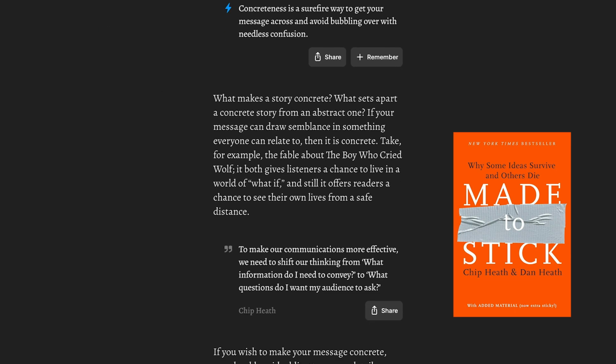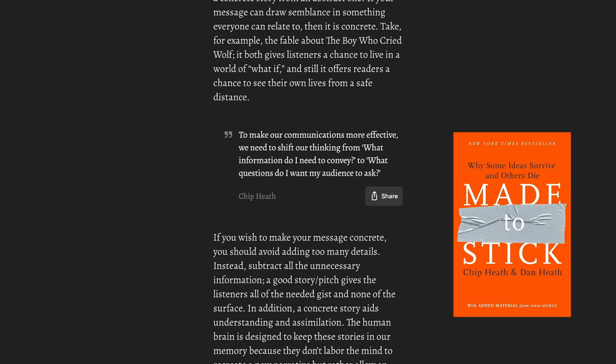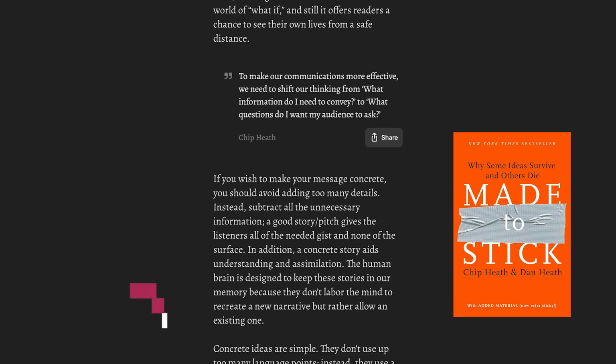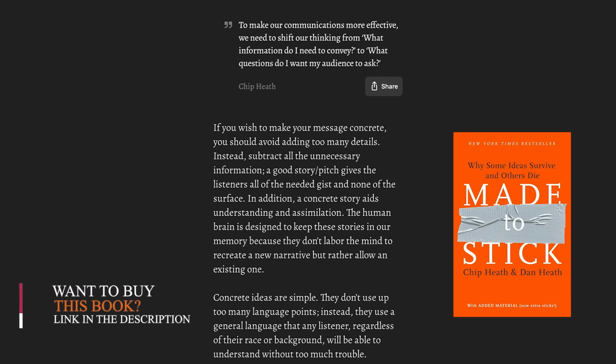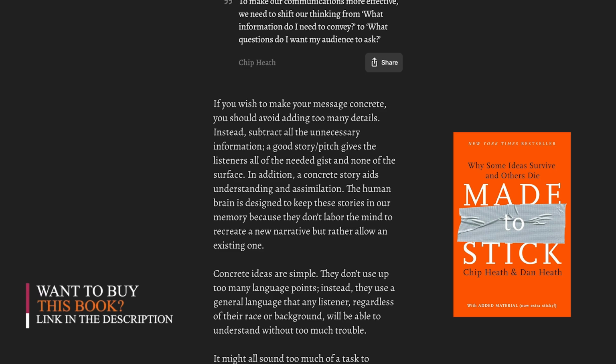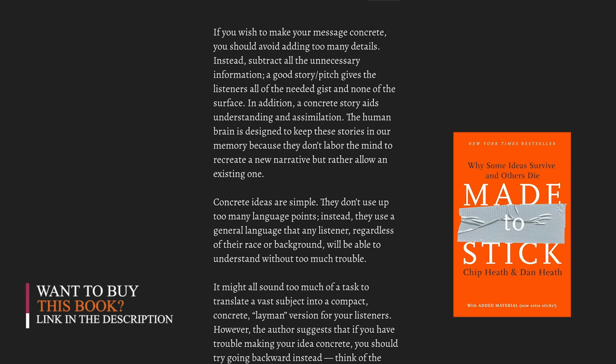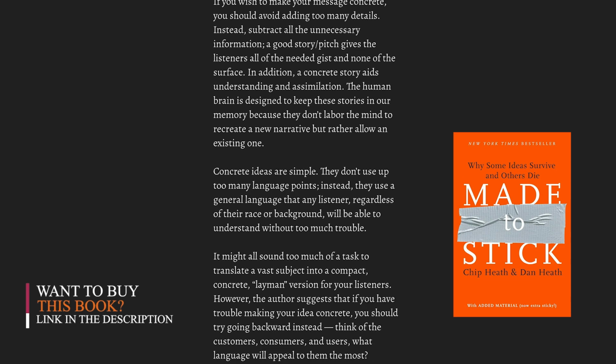To make our communications more effective, we need to shift our thinking from what information do I need to convey to what questions do I want my audience to ask. Chip Heath. If you wish to make your message concrete, you should avoid adding too many details. Instead, subtract all the unnecessary information. A good story or pitch gives the listeners all of the needed gist and none of the surface.